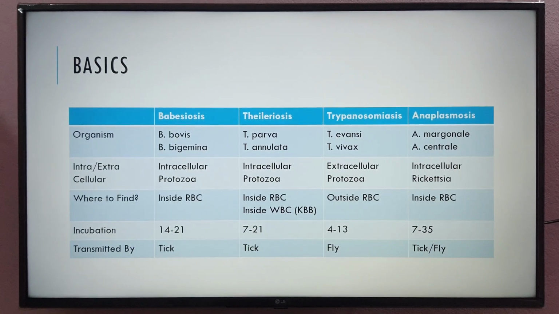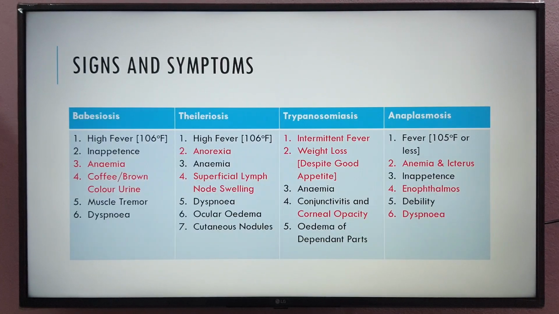Babesiosis and Theileriosis are basically transmitted by ticks, while Trypanosomosis is transmitted by flies. The names of the tick and fly you can comment down below. Anaplasmosis can be transmitted by ticks or flies.